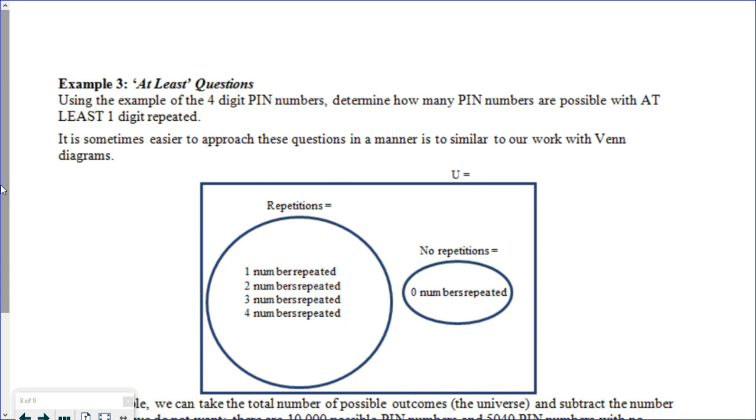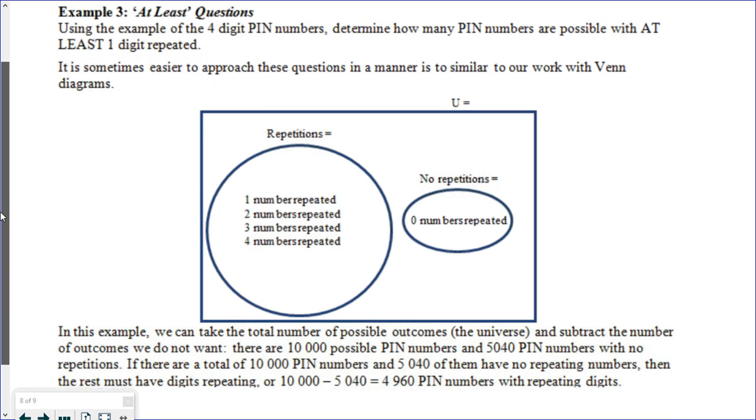But at least questions will sometimes come up. So it says, using the example of the 4-digit PIN numbers, determine how many PIN numbers are possible with at least 1 digit repeated. So we know, actually it talks through most of this. It's sometimes easier to approach these questions similar to the set theory stuff.